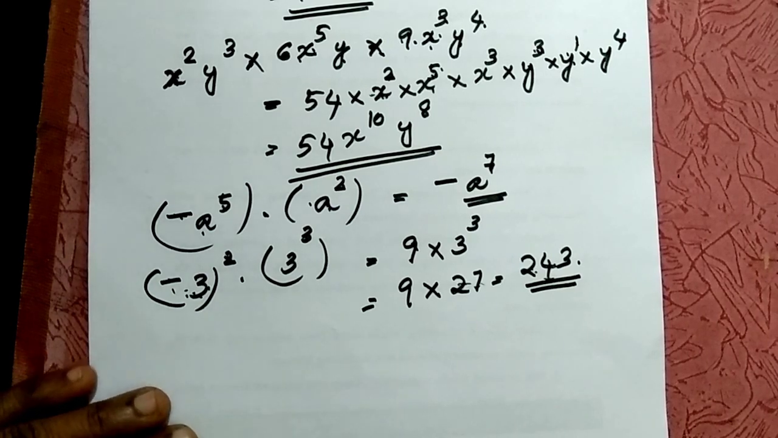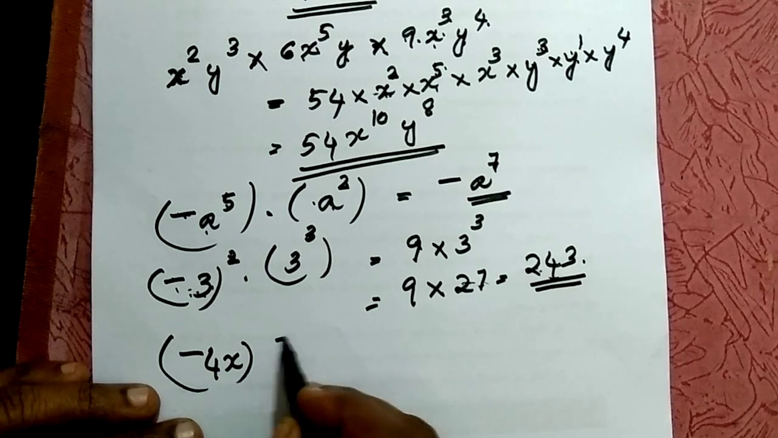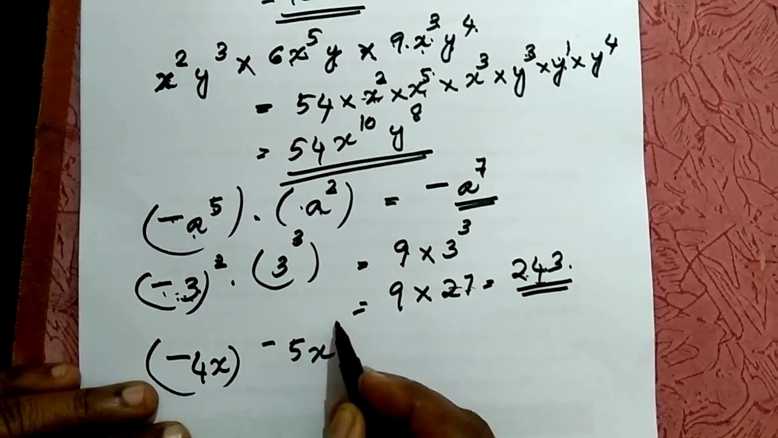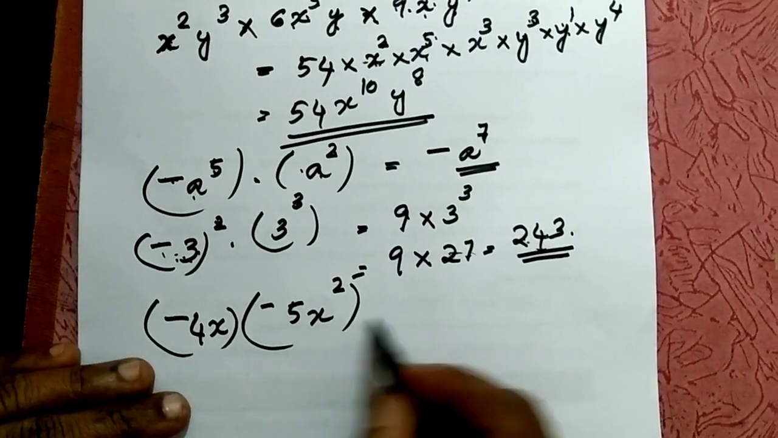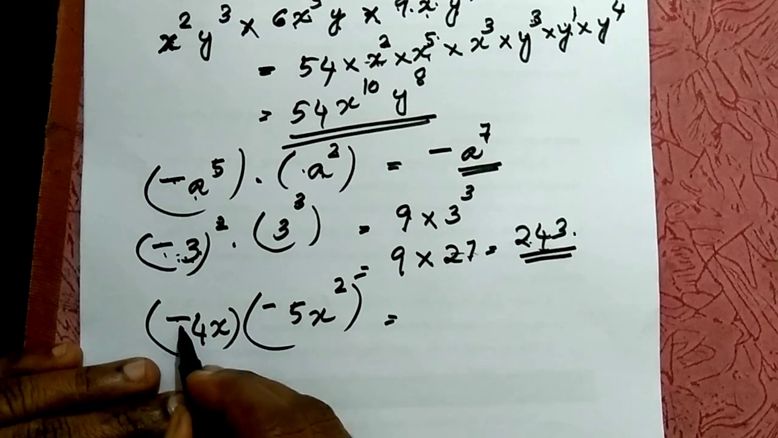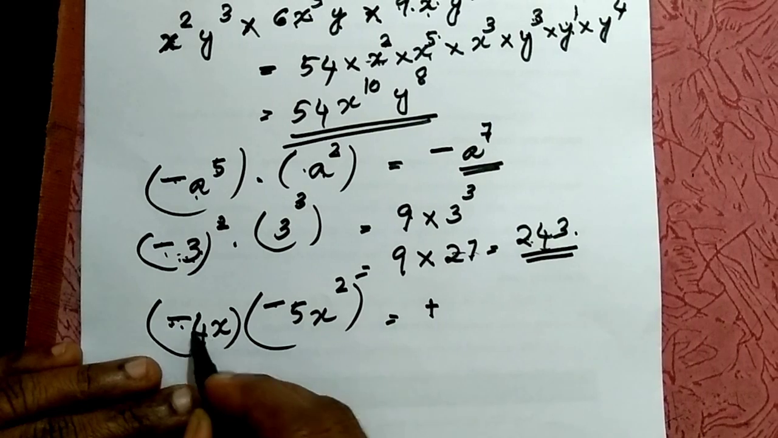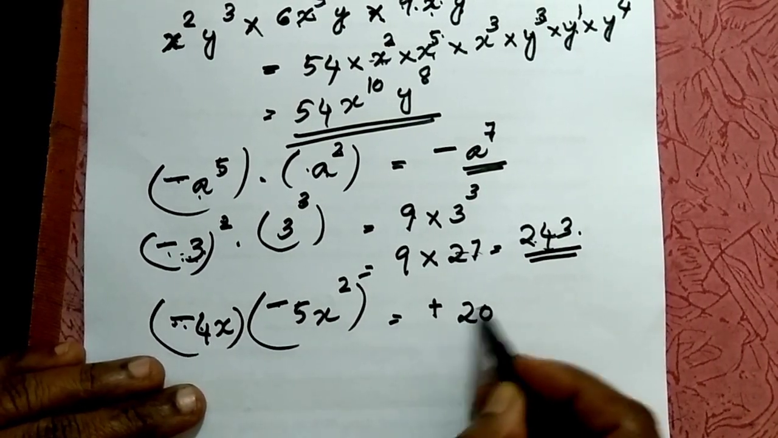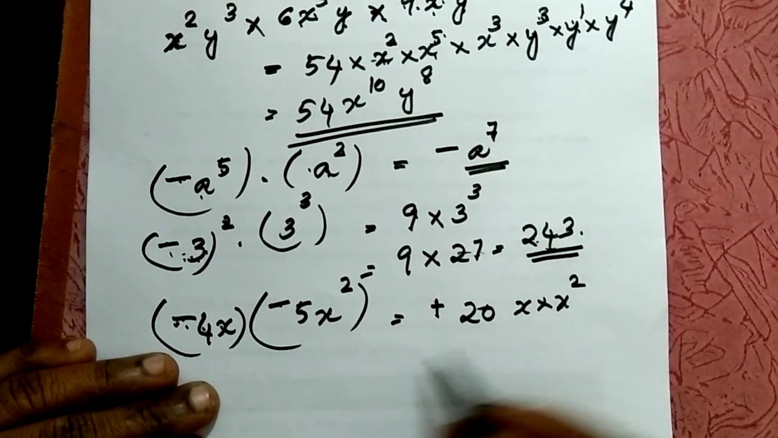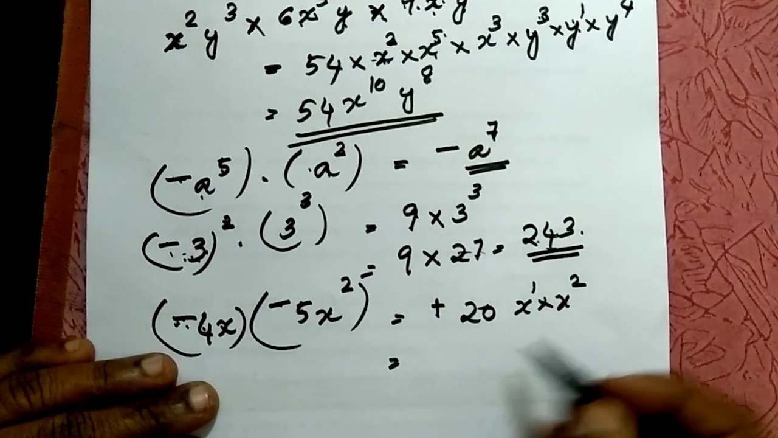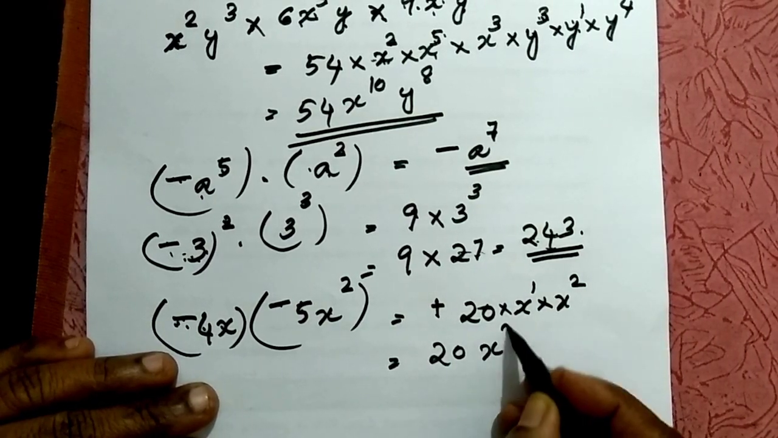Then minus 4x into minus 5x raised to 2. Minus 4x into minus 5x raised to 2. There is a minus in minus 4x, and here is another minus, so minus into minus is equal to plus. 4 into 5 is equal to 20. Then x into x square, here x means x raised to 1. So x into x square means x raised to 3.